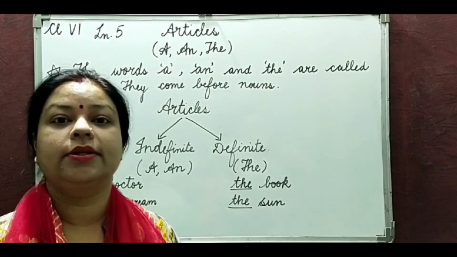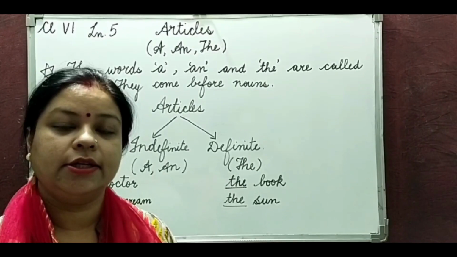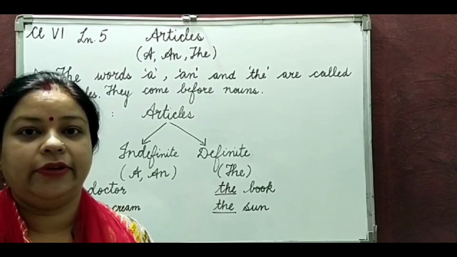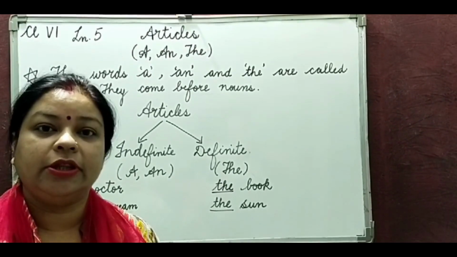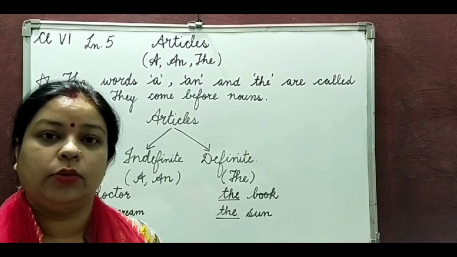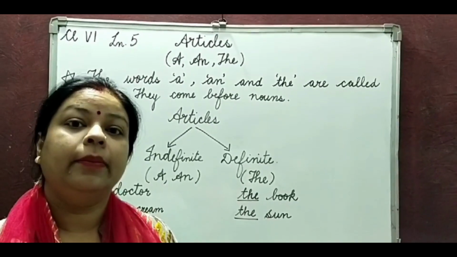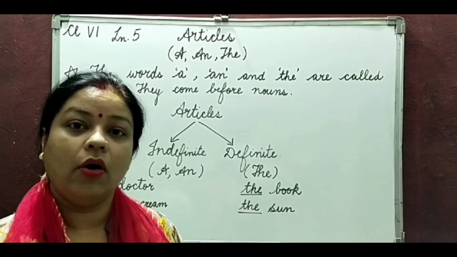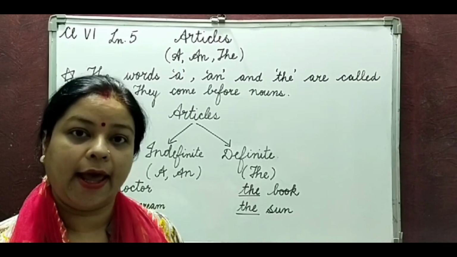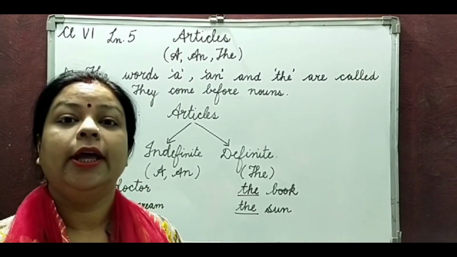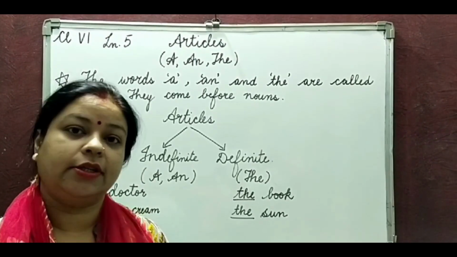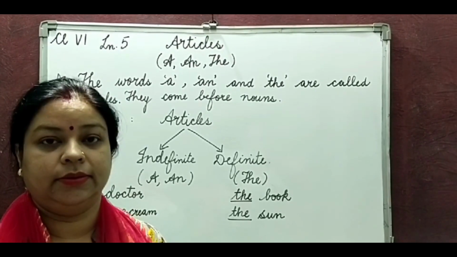Let us now try to understand why a and an are called indefinite articles and why the is called the definite article. The main difference between these articles is that a and an are used to talk about something indefinite, any person indefinite in number or anything indefinite. So there we use a and an. But when we speak of any person or anything that is definite, there we use the article the.